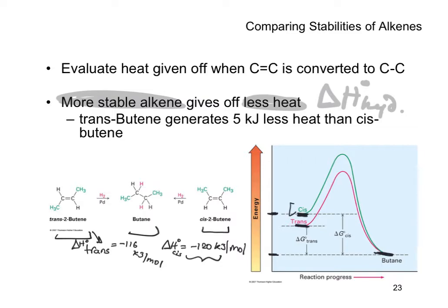So we want to make sure that we call out that your cis molecule, which is the more unstable of the two, will have the higher heat of hydrogenation given off, since it started at a higher energy level. Trans, on the other hand, is starting at the lower energy level. We are seeing that here. Hence, the amount of heat that will be given off to form the butane would also be lower.